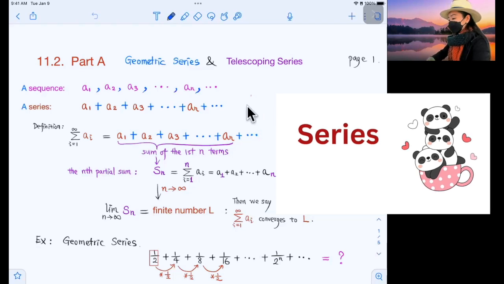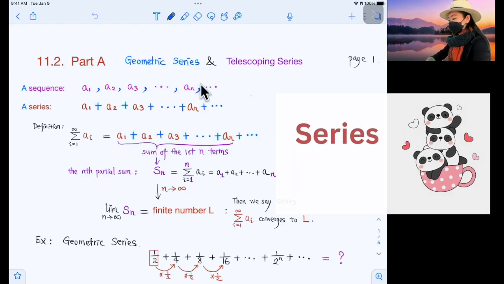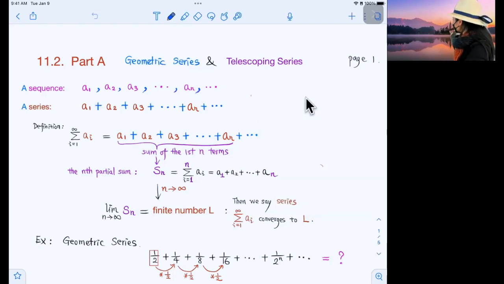So don't confuse these two. Sequence, you just list the numbers, but series, you add the numbers. So that's the difference between them.